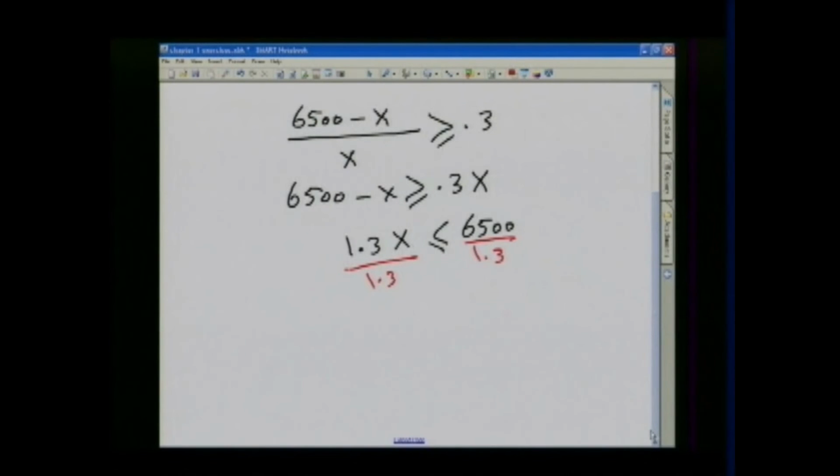That means X, which is the wholesale price, is less than or equal to 6,500 divided by 1.3, which is 5,000. So the wholesale price would be at the maximum $5,000. That's the answer to this.